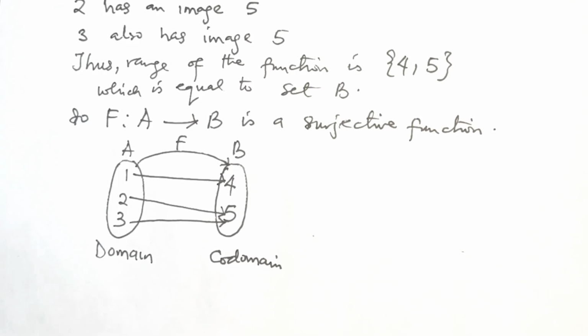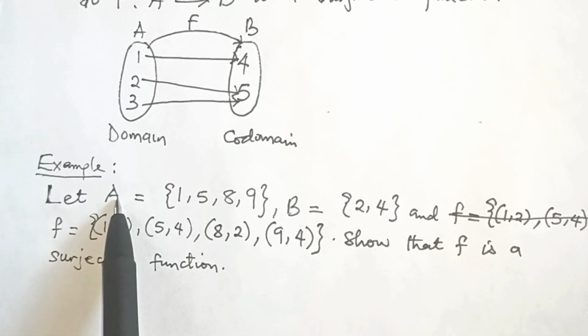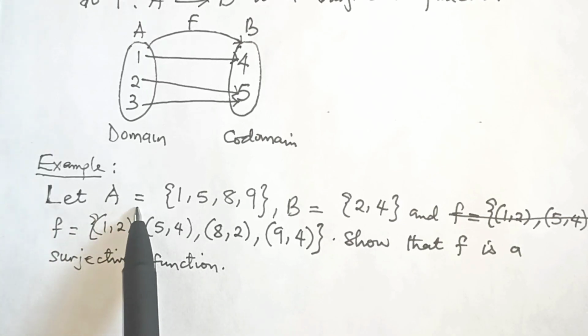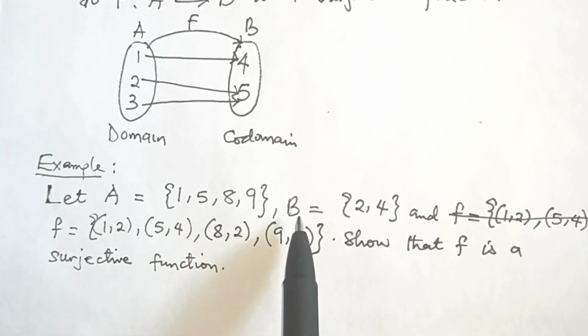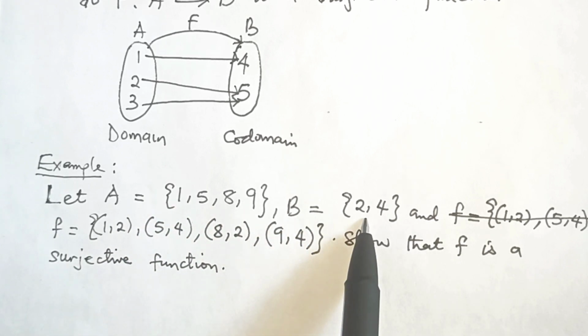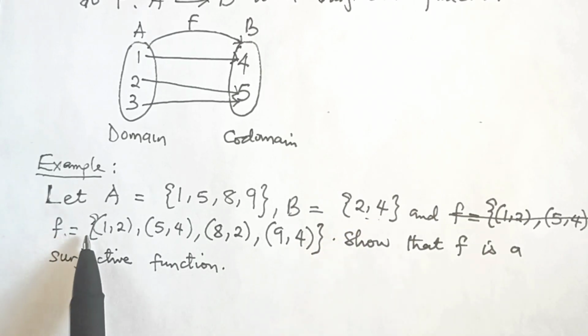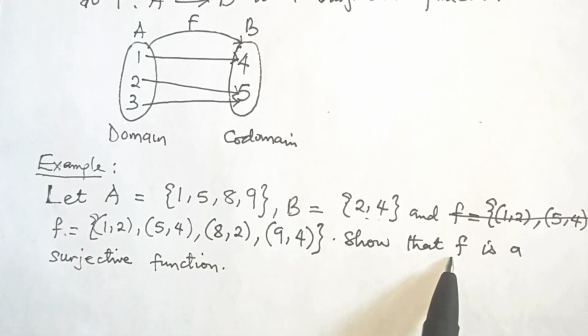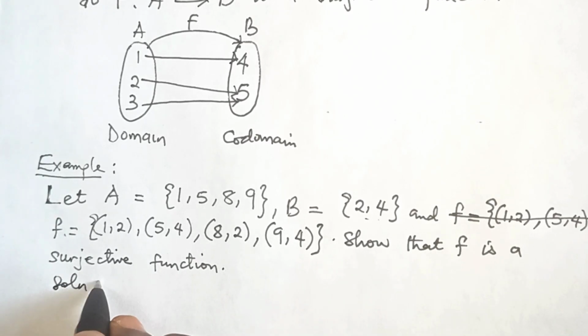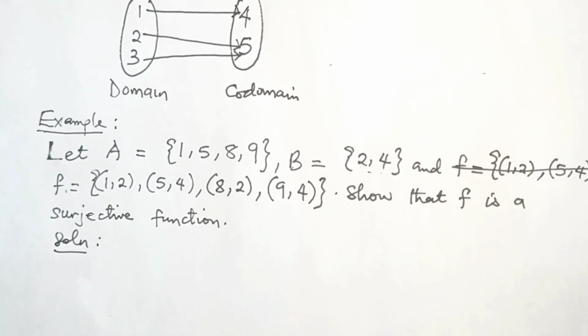Okay, let's go to a second example. Let A be the set with the elements 1, 5, 8, and 9, and B be this set with the elements 2 and 4, and f be a function with this set of ordered pairs. Show that f is a surjective function. We have to show that f is onto.